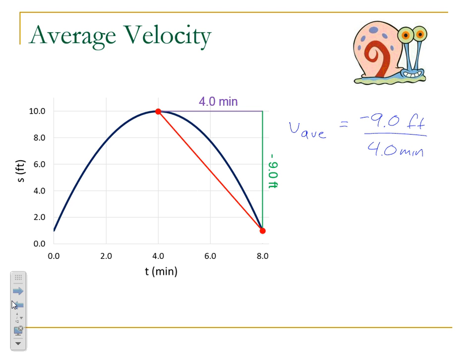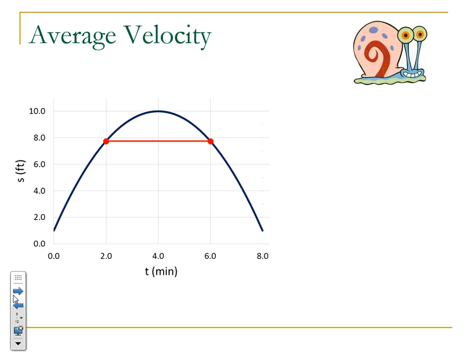minutes, and I get an average velocity of negative 2.25 feet per minute, which I'm going to write as negative 2.3 feet per minute, because I said that I'm going to assume that I know my position and my time to two significant figures, so I can only report my answer to two significant figures. So that's the answer.